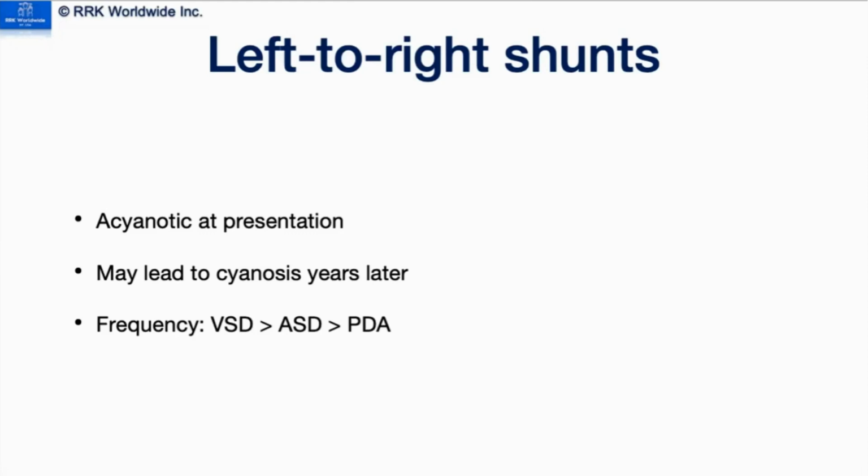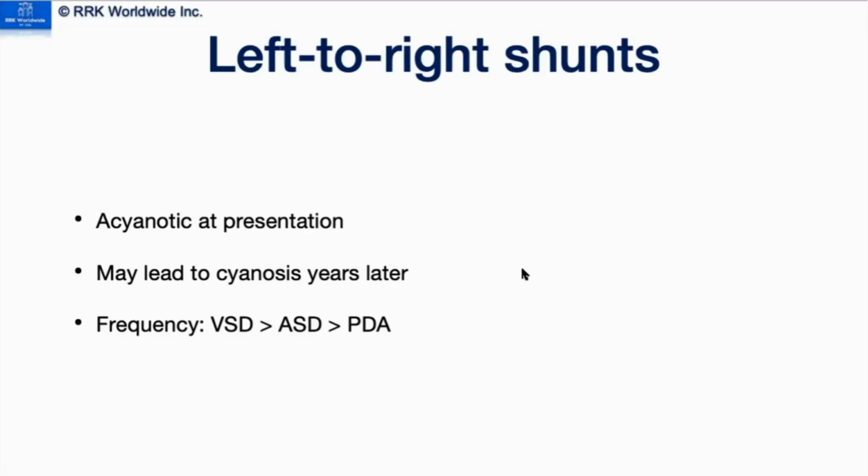So these are classified as acyanotic at presentation, which means that initially there's no problem with oxygenation, and that's why a lot of times these are more difficult to diagnose, or diagnosed much later. But because of something we'll talk about later called Eisenmenger's, it can lead to cyanosis down the road for these babies. The VSD is the most common, then the ASD, and then the patent ductus arteriosus. VSD, ventricular septal defect, is the most common of these.